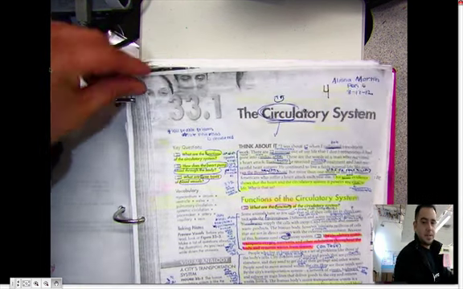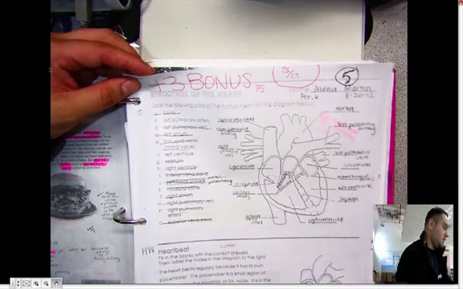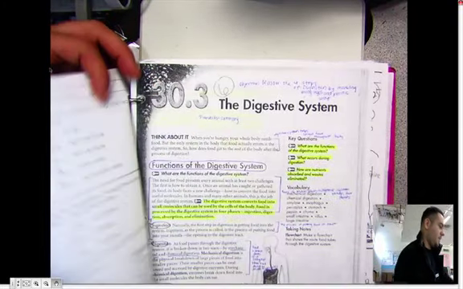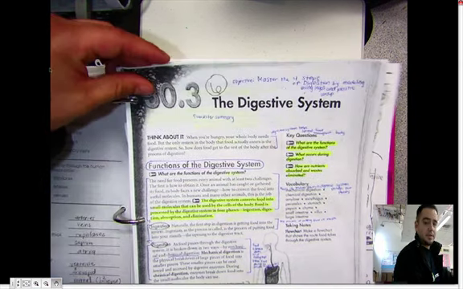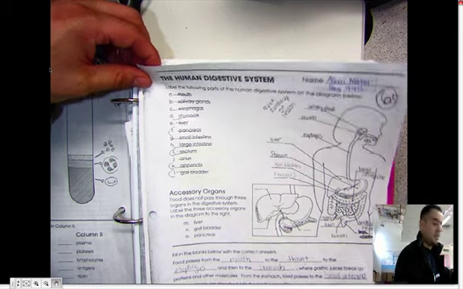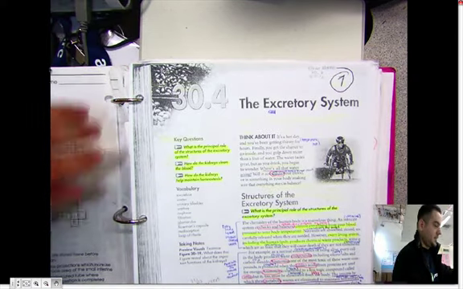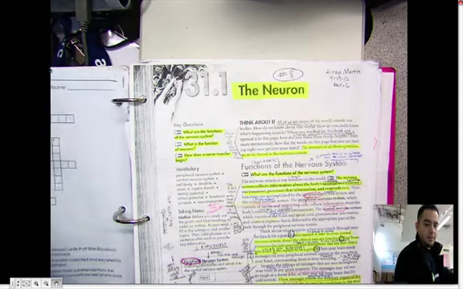4 is the circulatory system packet. 5 is the structure of the heart. 6 is the digestive system packet. 6.5, this is kind of part of it right here. Then we have the excretory system packet. Then we have the neuron packet.